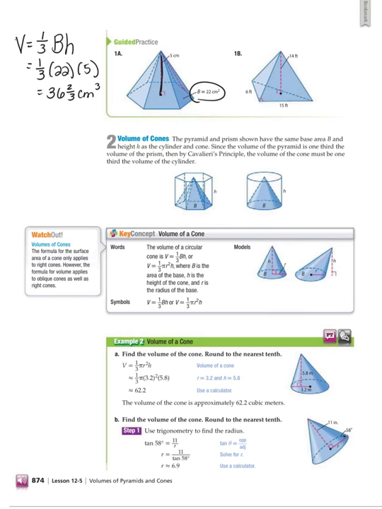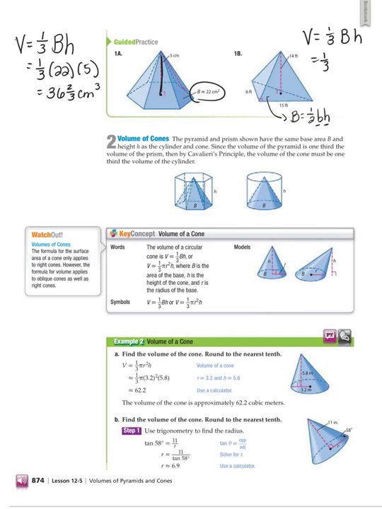Let's do the same thing with 1B. The volume of 1B is still 1/3 the area of the base times the height. The base is a right triangle. And we seem to keep forgetting something that we talked about earlier in the year, but I want you to really, really make sure you get this. When the base is a right triangle and you're multiplying 1/2 the base times the height, this base and this height in a right triangle can always be the two legs that make the right angle.